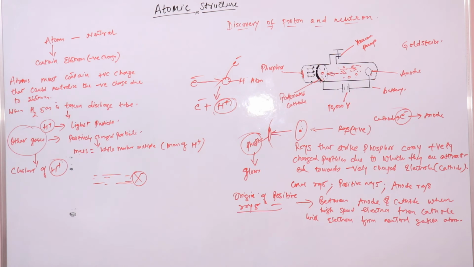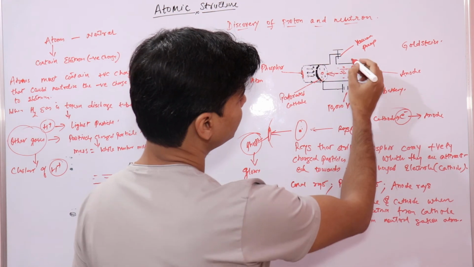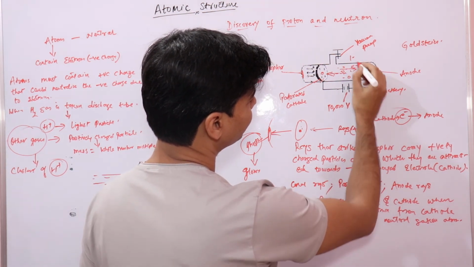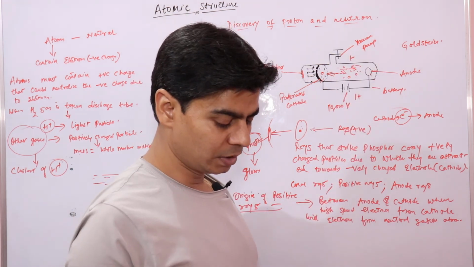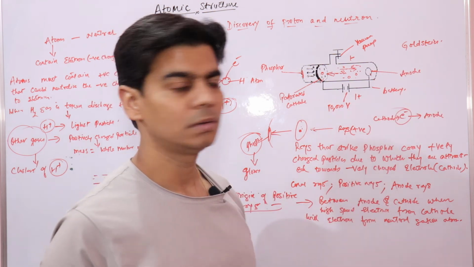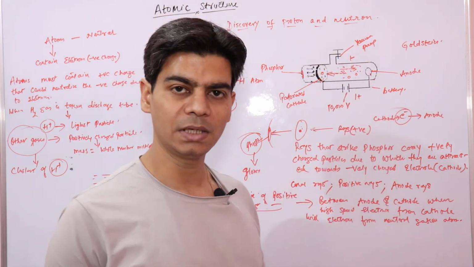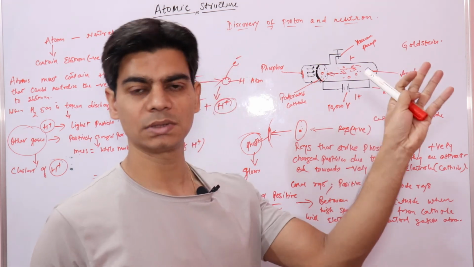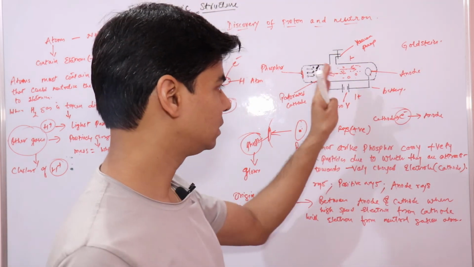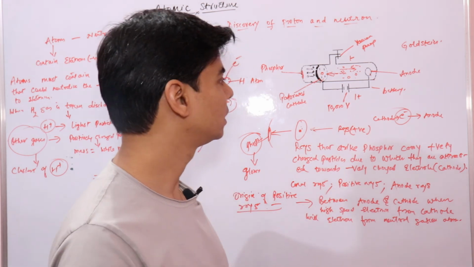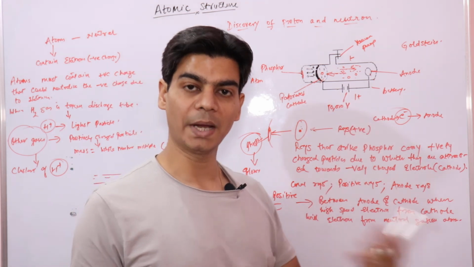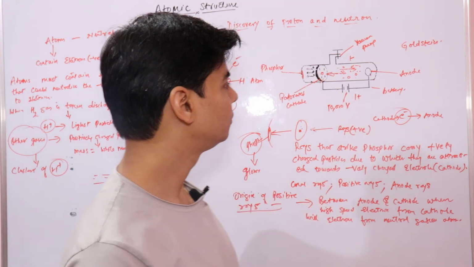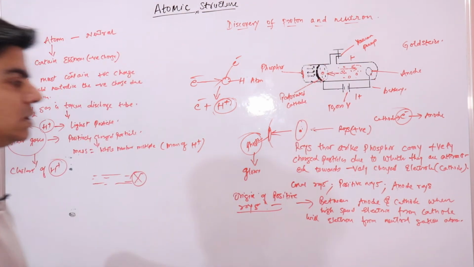Since these are positively charged particles, if I apply an electric field here, then these positively charged particles will move towards the negative plate of the electric field, because they are positively charged. So this proves that these anode rays contain positively charged particles. Similarly, if these positive rays are subjected to a magnetic field, they will move in a direction that proves that these rays contain positively charged particles.